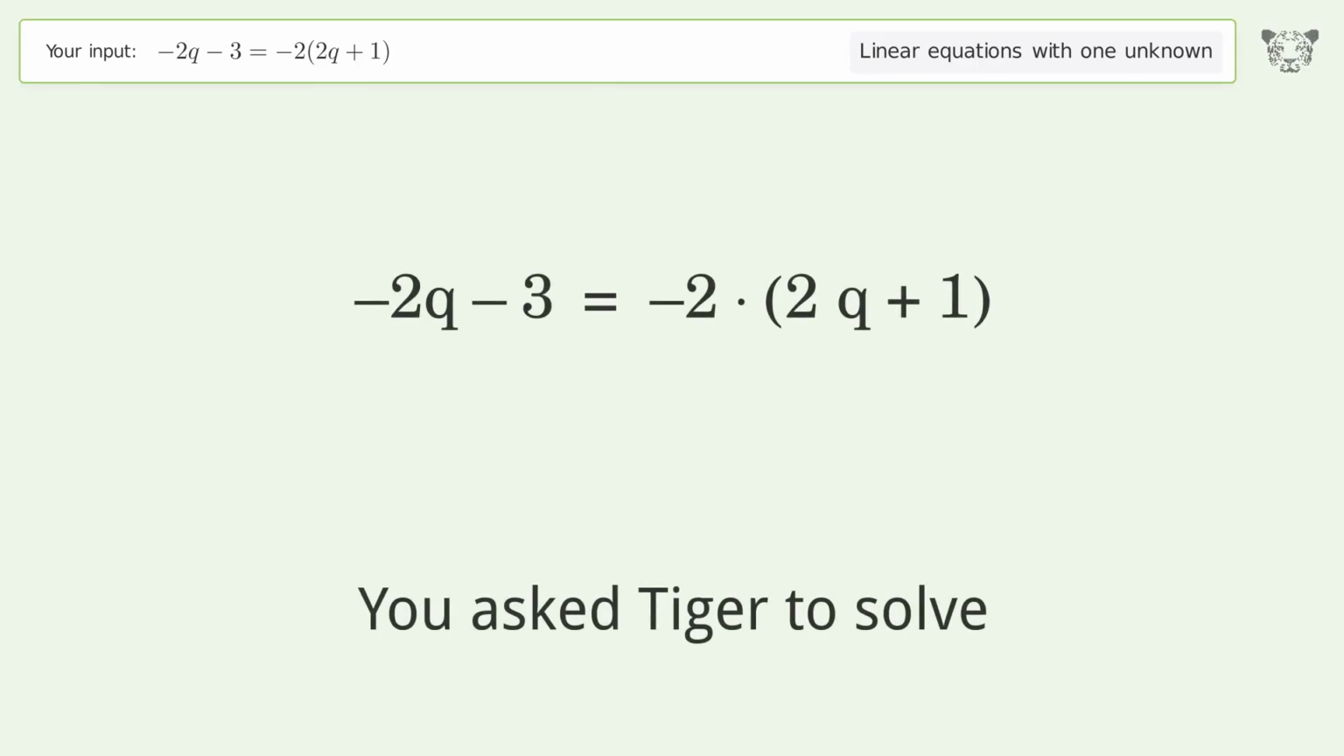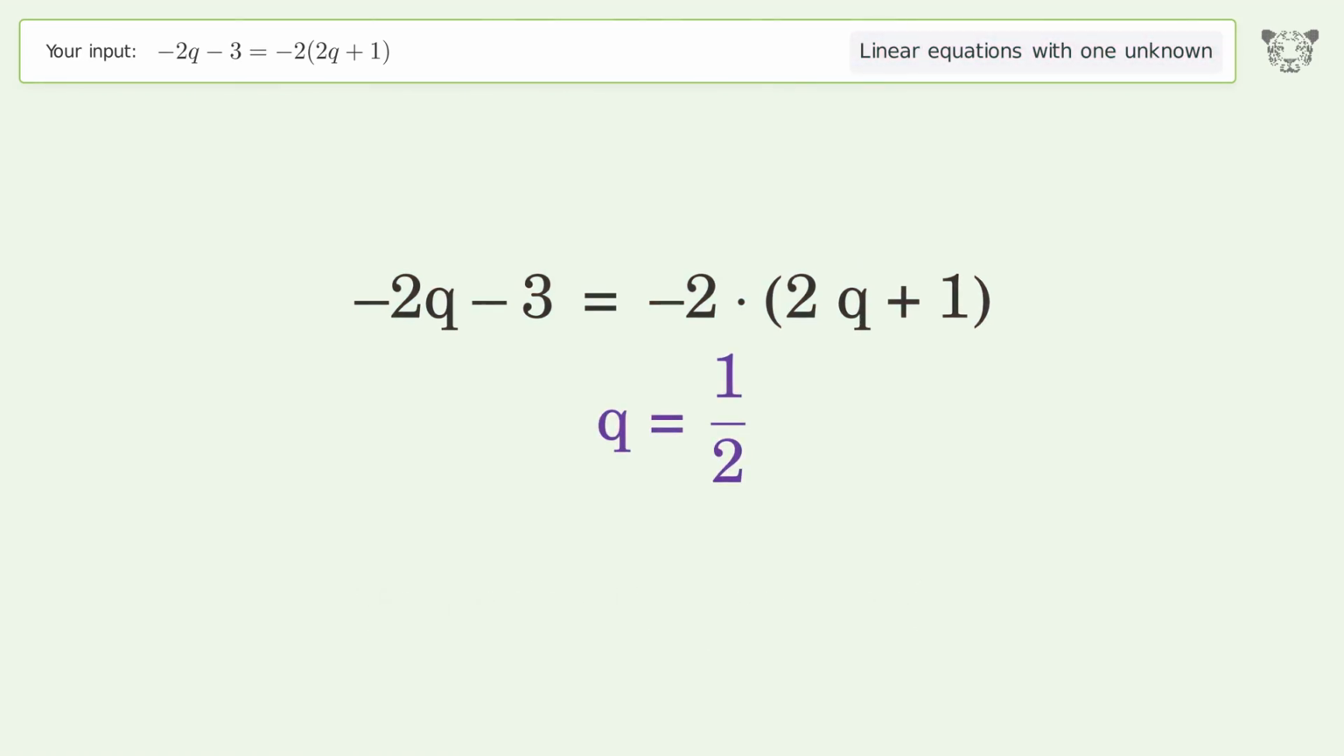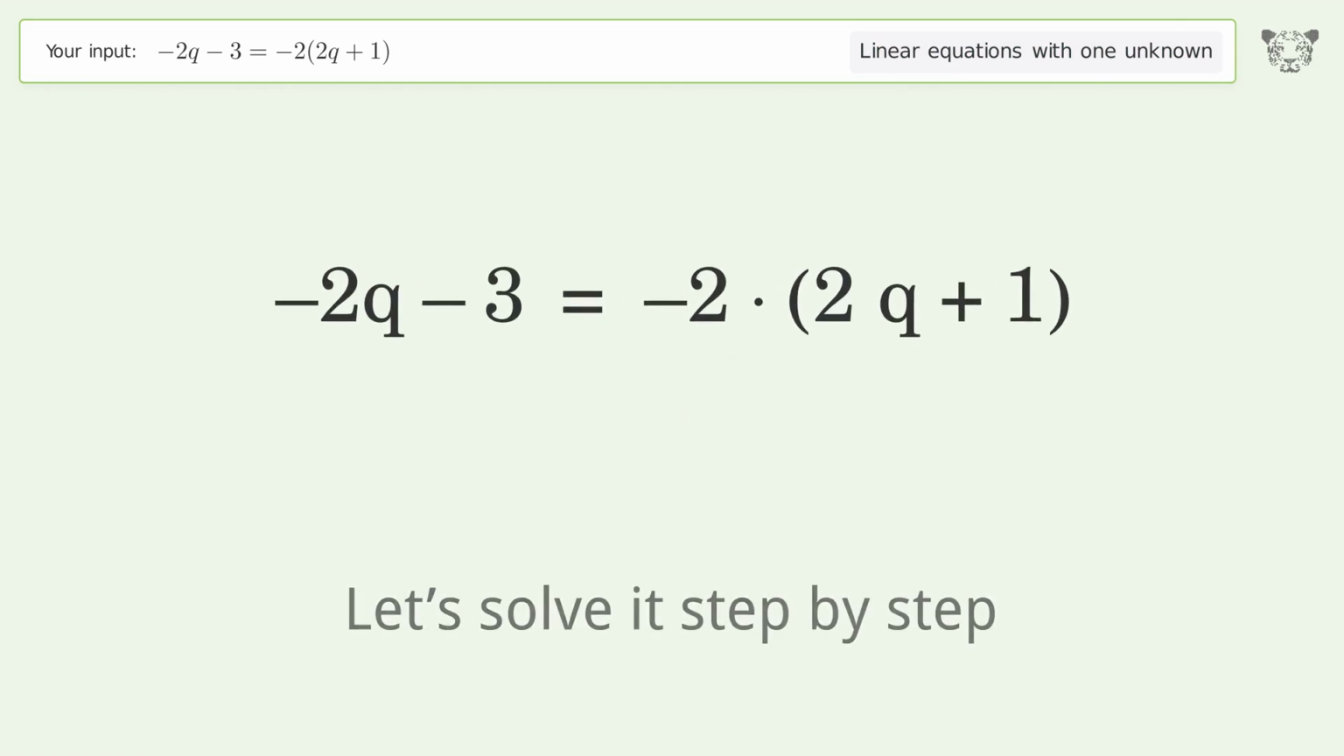You ask Tiger to solve. This deals with linear equations with one unknown. The final result is q equals 1 over 2. Let's solve it step by step.